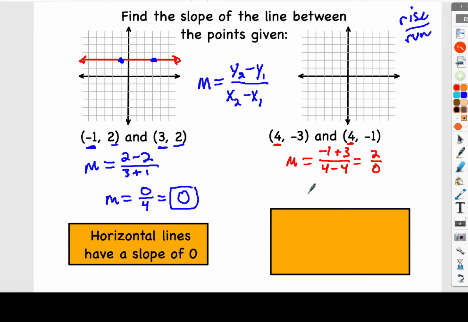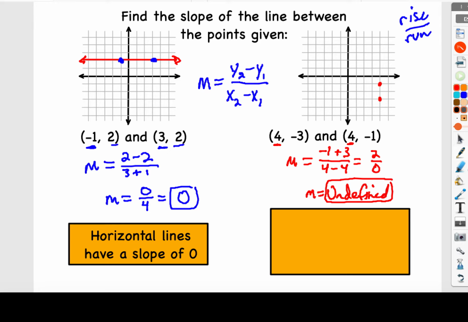Now that's a slight problem. Remember that 0 on the top, like it was in the first example, just gives you back 0. But 0 on the bottom, well, we can never divide by 0. So we call this undefined. Undefined. Now that might be kind of confusing because, hey, if we plot 2 points, I can plot the point 4, negative 3, right about here. And 4, negative 1, right about there.